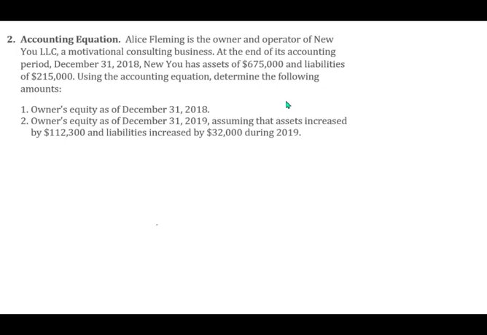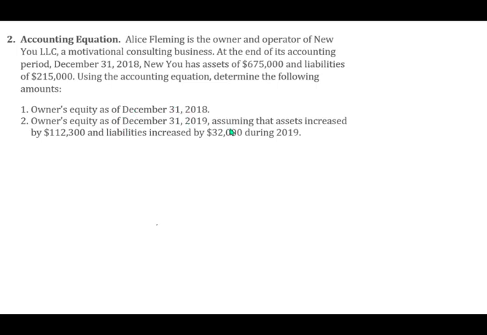Okay, Chapter 1, Class Problem 2. This is about Alice Fleming, who's the owner and operator of New You Motivational Consulting Business. At the end of the period, New You has assets of $675, liabilities of $215. Using the accounting equation, determine what's her owner's equity at the end of the year.